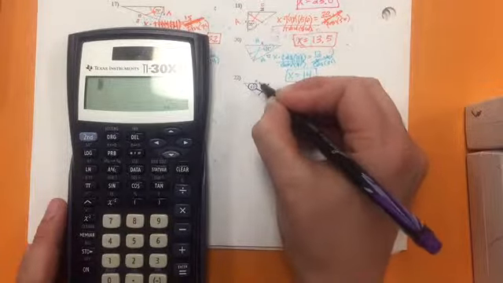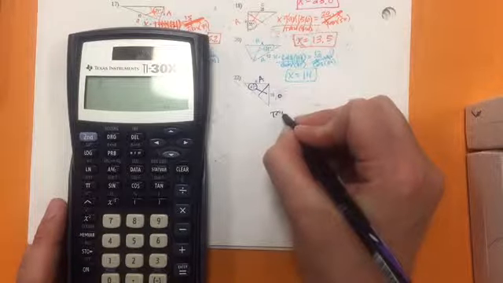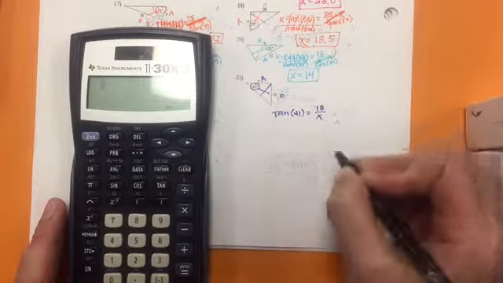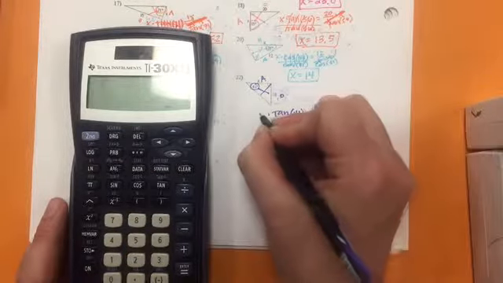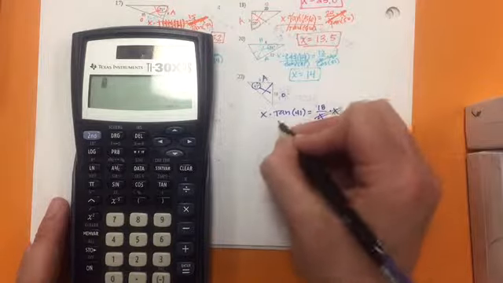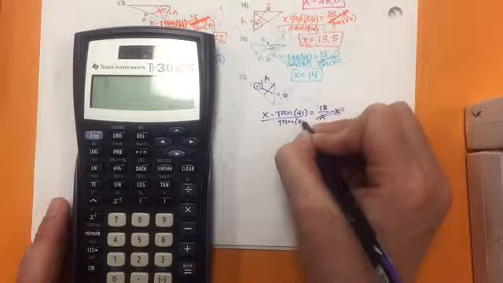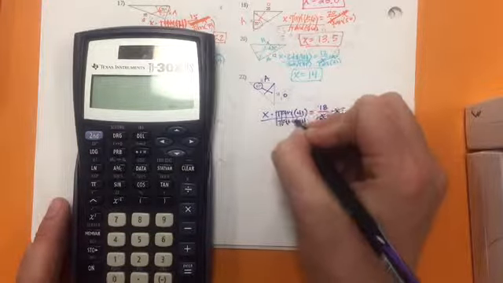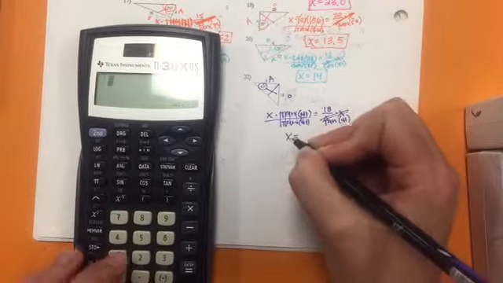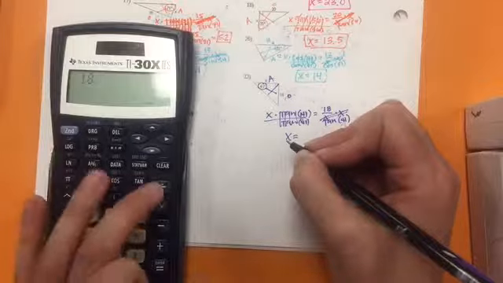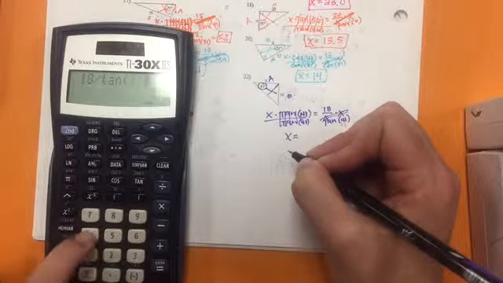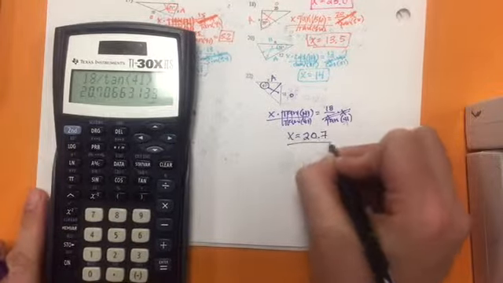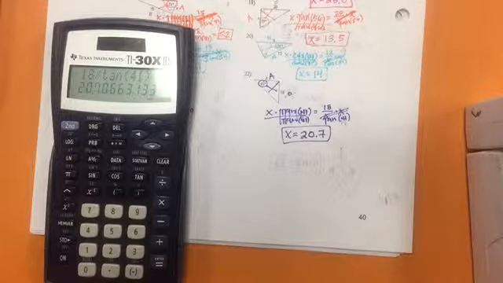Opposite, hypotenuse, adjacent. Tangent of 41 equals O over A. Multiply by X to cancel it out. Divide by tangent. That cancels out. X equals 18 divided by tangent of 41, which is 20.7. That is how you solve for sides.